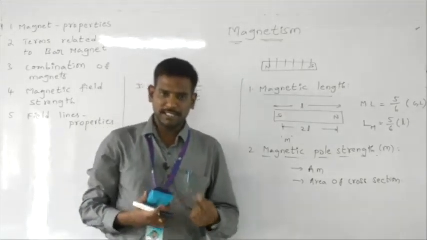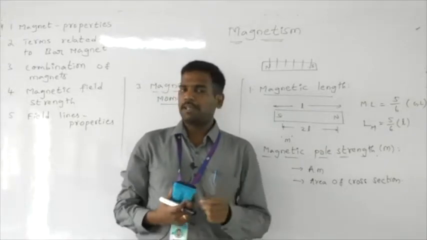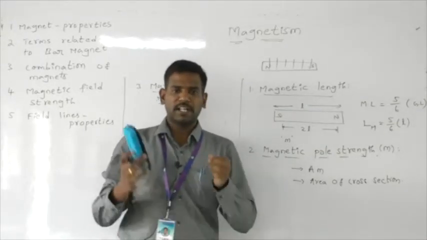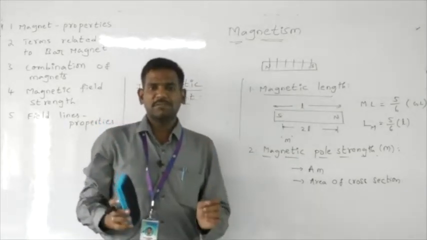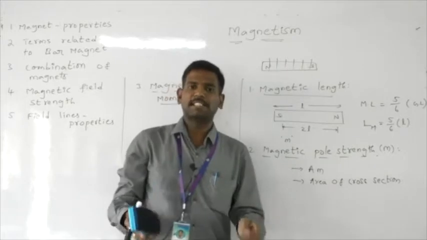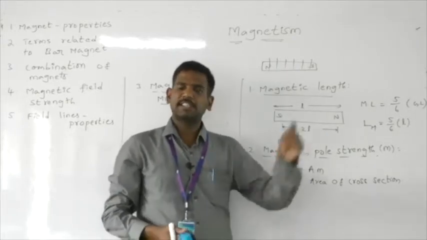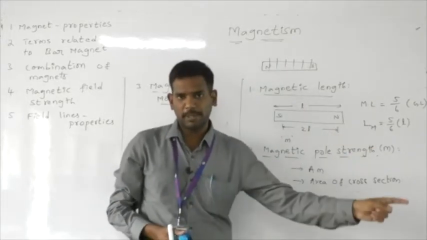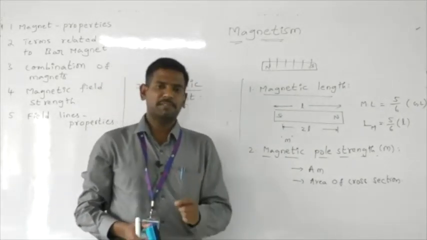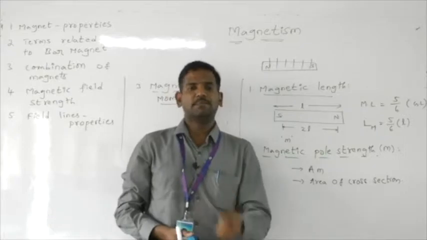That product, either of the charges multiplied by the distance between them, is called the electric dipole moment. In the same way, every bar magnet will have two poles. What are they? South pole and north pole. So the arrangement where the two poles have some gap between them is called a magnetic dipole. So just like an electric dipole has an electric dipole moment, the magnetic dipole will also have a magnetic dipole moment, which will be simply termed as the magnetic moment.